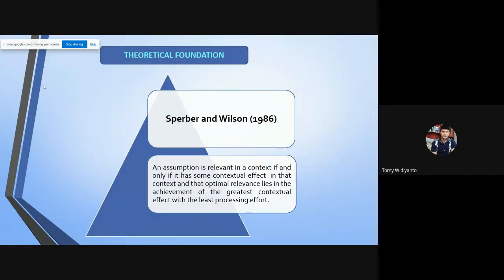Yeah, and then the theoretical foundation is based on Sperber and Wilson 1986. An assumption is relevant in a context if and only if it has some contextual effect in that context, and optimal relevance lies in the achievement of the greatest contextual effect with the least processing effort.